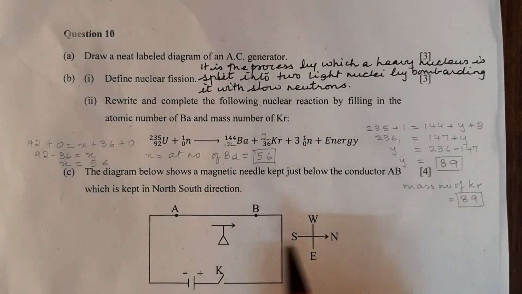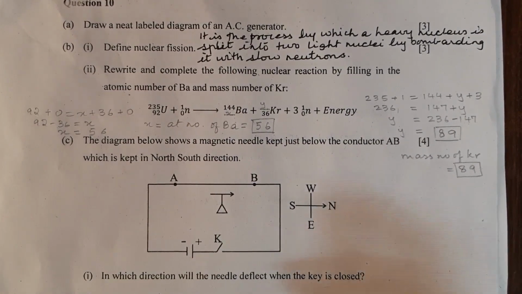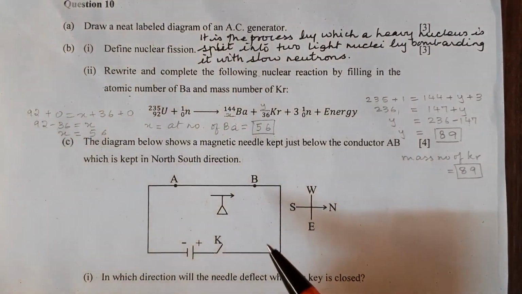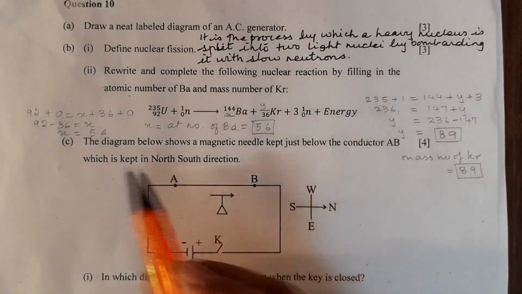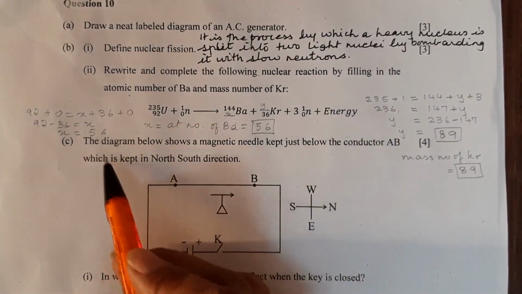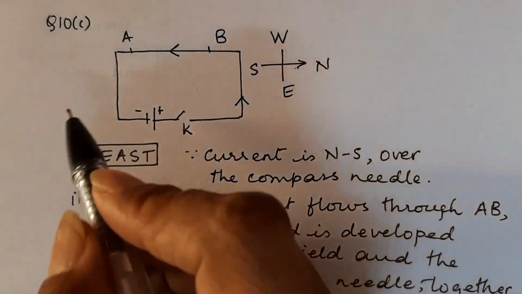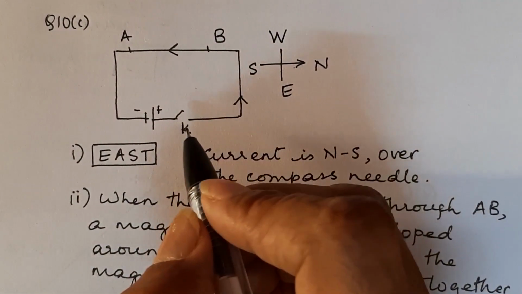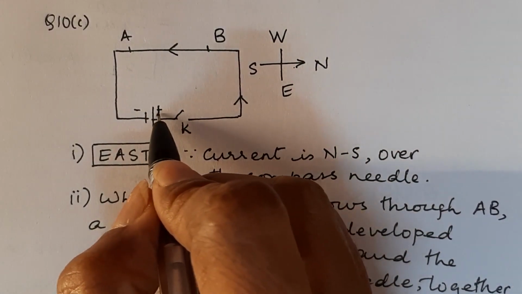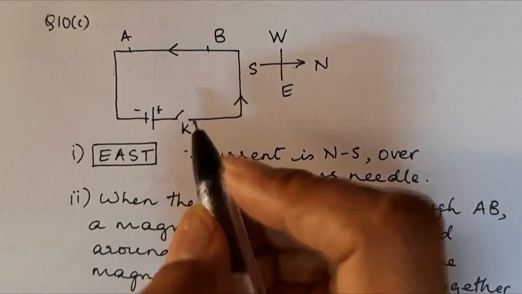Now we come to 10C, which is the last question. We have so far solved each and every question. You are expected to solve only 4. But let us look at this 10C now. I have drawn the diagram here of the circuit. This is the cell with its positive here and the negative here.